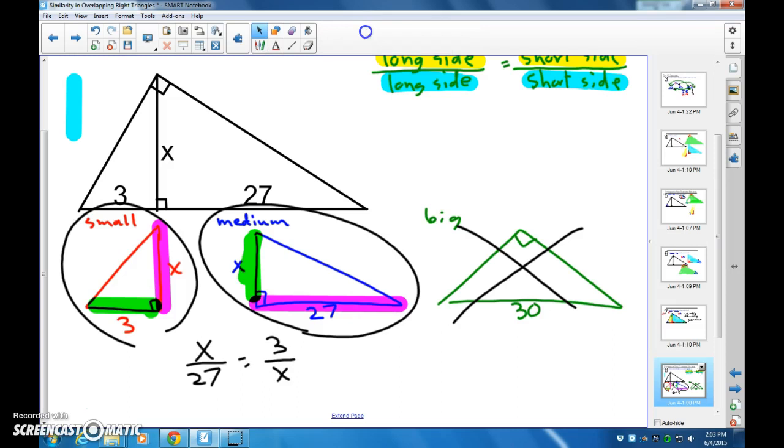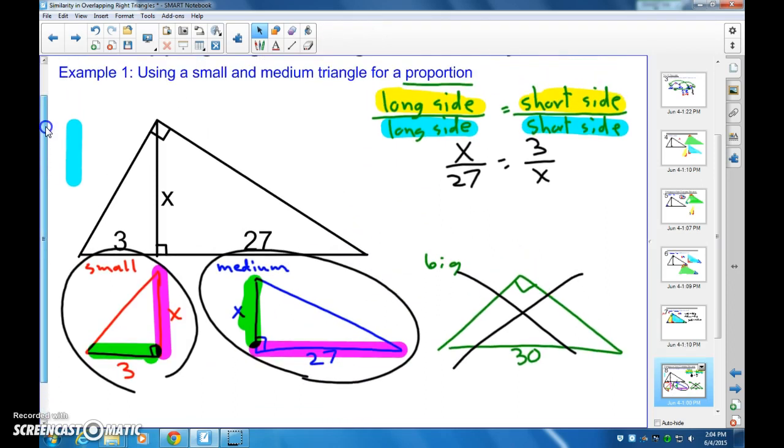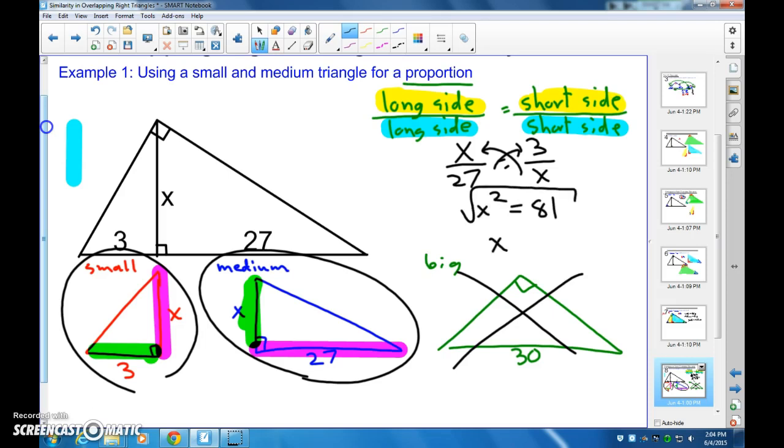And I want you to see how this pairs up with what I mentioned above. I have the long side over the long side is equal to the short side over the short side. And it's a proportion because we already know the triangles are similar. Now you just need to solve that. Cross multiply and solve. So when you first cross multiply, you get 81 on the right side. It's not going to be 2x. It's actually going to be x squared. And you can square root it, and x equals 9.